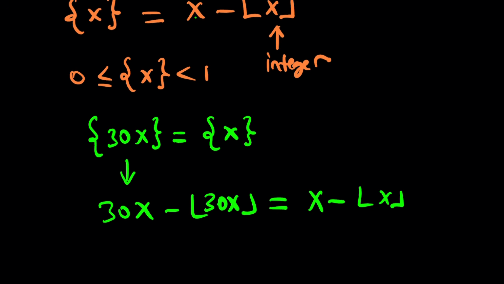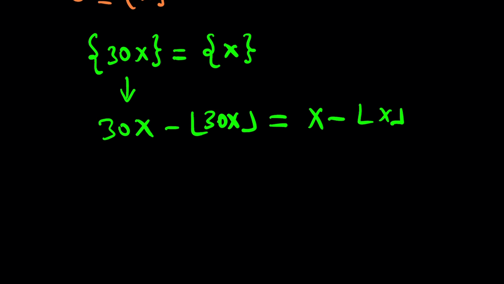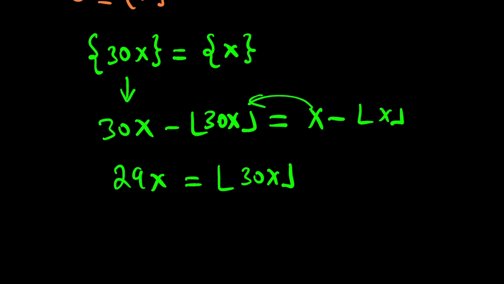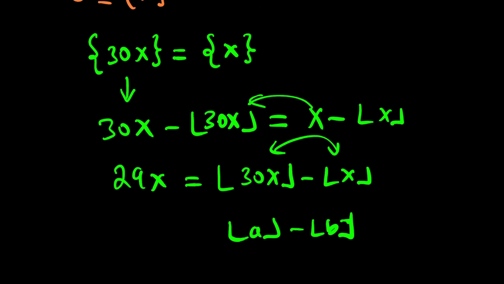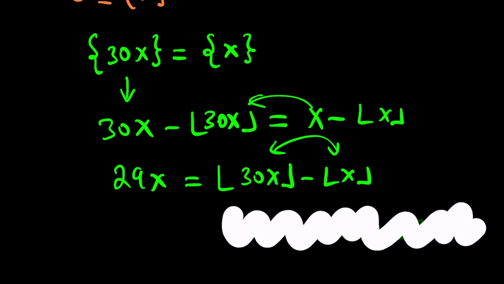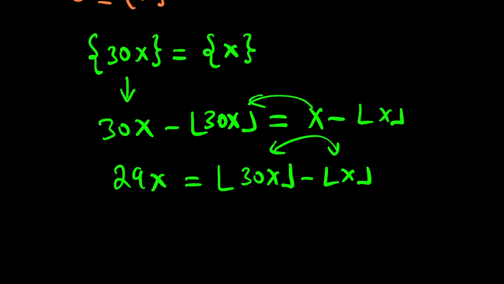Great, this is helpful. You know why? Because we can actually put the x's on the same side. So let's go ahead and do that. I will bring this over here. That's going to give us 29x, adding x to both sides, equals the floor value of 30x minus the floor value of x. Of course, you're not allowed to combine these. In other words, the floor value of a minus the floor value of b does not necessarily equal the floor value of a minus b. In certain cases this can happen, obviously when a and b are integers, but not all the time. So what can we do to simplify the right-hand side? Nothing, because we don't need to simplify that. Make sense? Okay, let me show you.